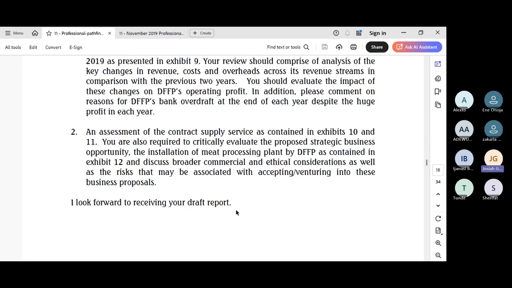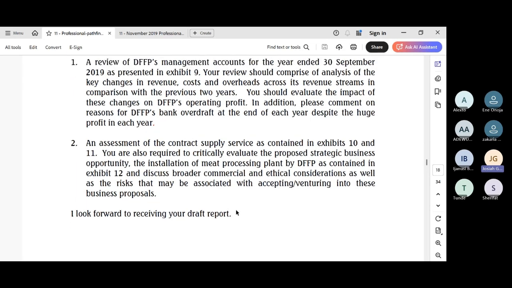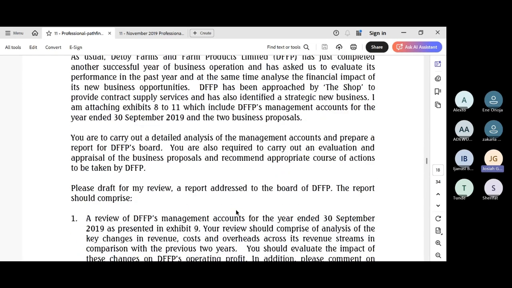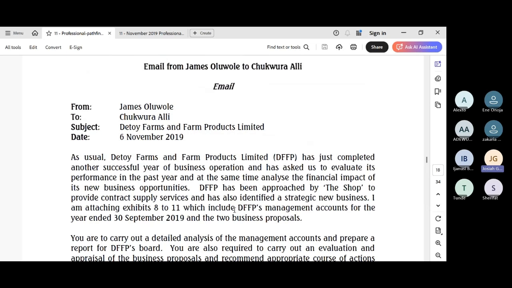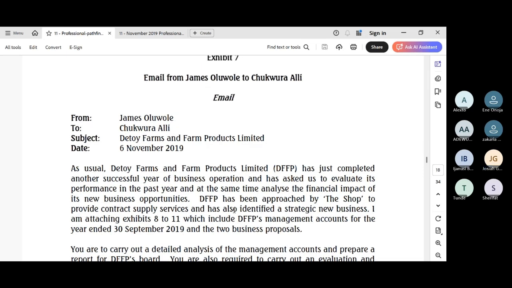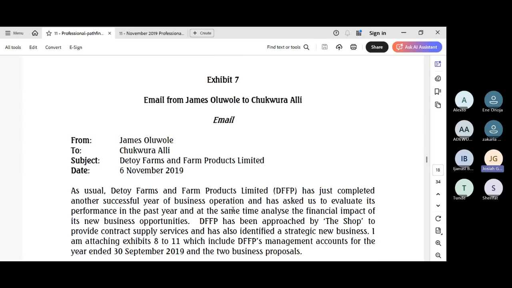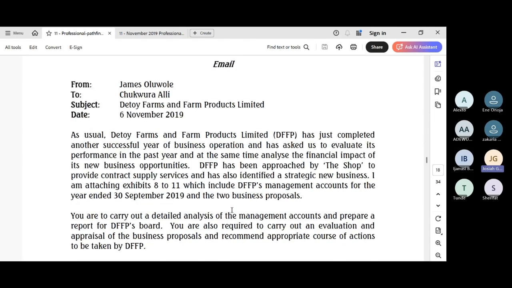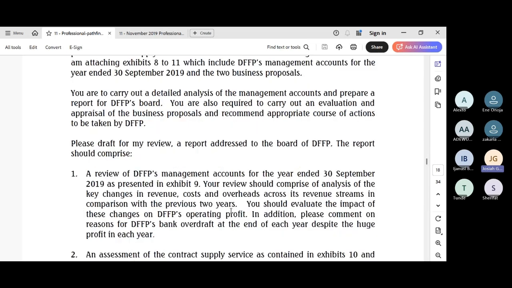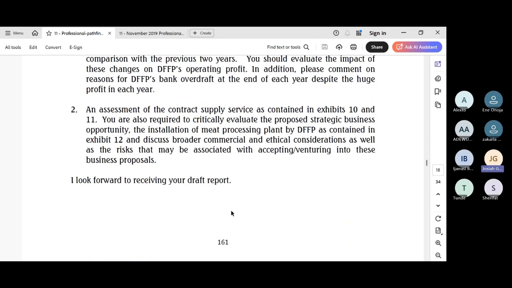So your client said, or your boss, you report to James Oluwole. No, you don't report to James Chukwu. Okay, yes. You report to James Oluwole because, yes, that's the audit firm, exactly. Chukura Ali is you, and the subject is this client. So you are supposed to report to your boss, but then the destination of the report goes to Detoy Farms. So it's an external report, of course.